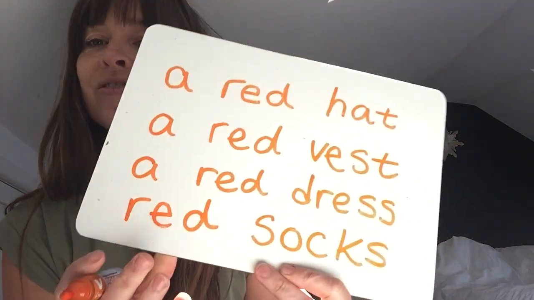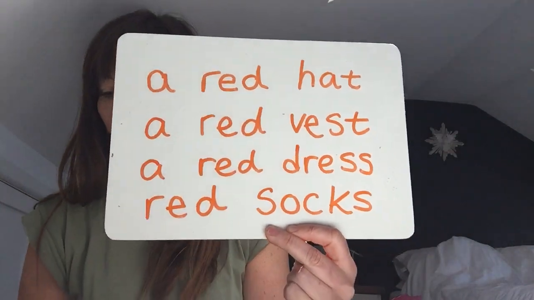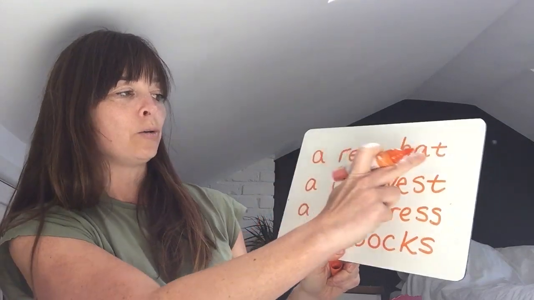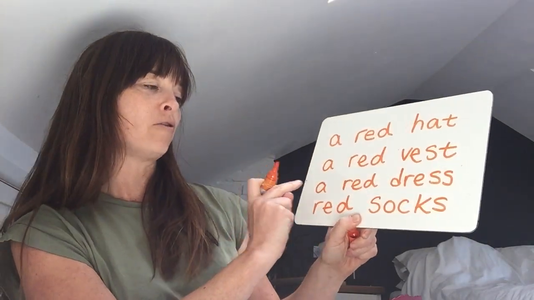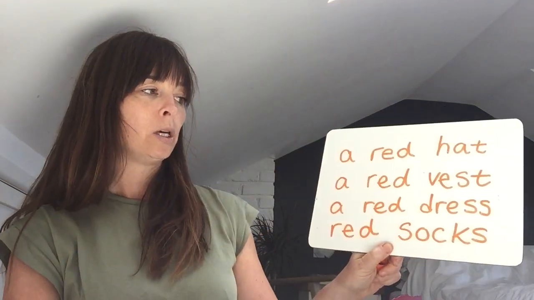And the last one I'd like you to write is red socks. Red socks. Pause the video and have a go at writing red socks. Well done, children. Should look like that. Red socks. So this is a list of all the things that you may need to wear. A red hat, a red vest, a red dress and red socks. So they could be all the things that you could be wearing.